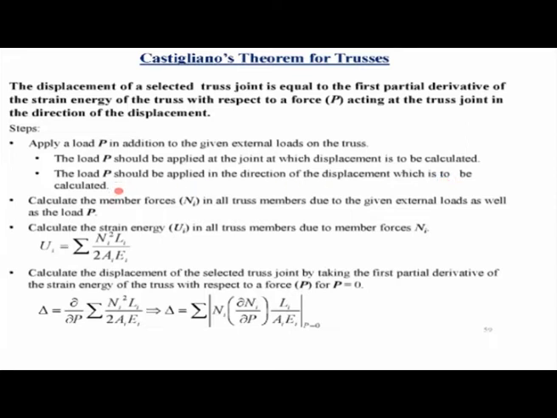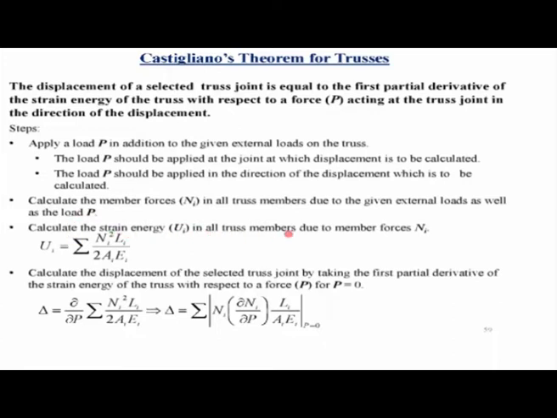So just like the virtual work method where you apply a virtual load at the joint and in the direction of the displacement, you are applying a load P instead of a unit virtual load. Then you calculate the member forces in all the truss members due to the external loads as well as the load P that you have applied. Here you don't have to calculate the member forces separately due to the load P and the external loads. You calculate the member forces combined due to the external loads as well as due to the load P.